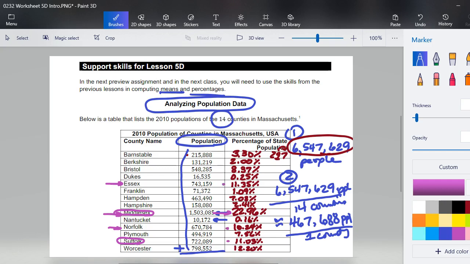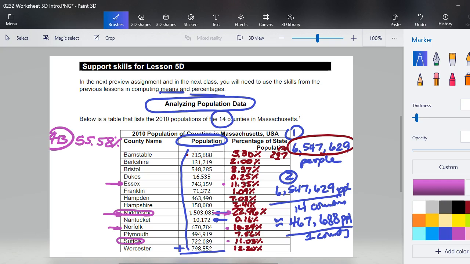So grabbing a calculator, I'm going to add in my 11 and 35 hundredths, 22 and 96 hundredths, added to 10 and 24 hundredths, and added to 11 and 3 hundredths. I'm getting 55 and 58 hundredths percent, and that's a lot. So I'm at 4B, getting 55 and 58 hundredths of a percent of the total population of Massachusetts, and they live in one of these four counties.